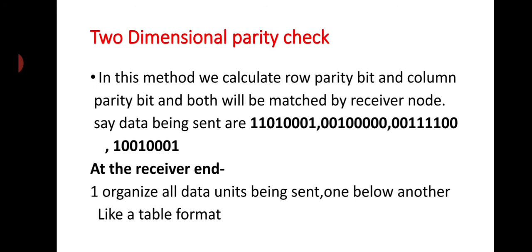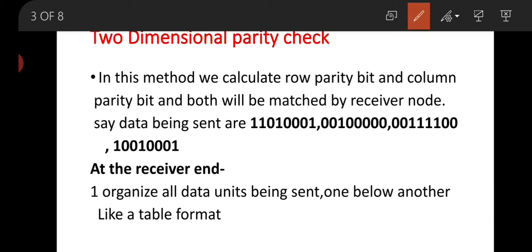To overcome this problem, we are going to use two-dimensional parity check. In this method, we calculate row parity bits and column parity bits, and both will be matched by the receiver node. Say the data being sent are these. Here we will check two-dimensional parity bit. Suppose our data to be sent are this one, this one, this one. These are the 4 sets of data that are going to be sent.